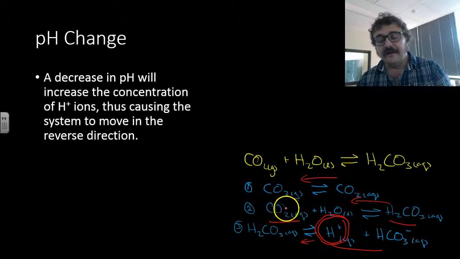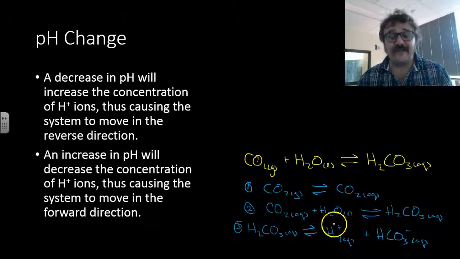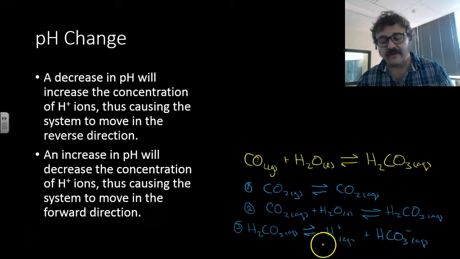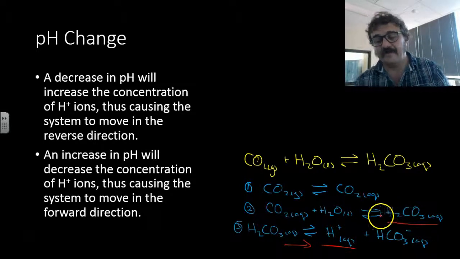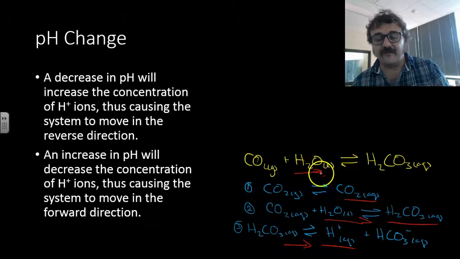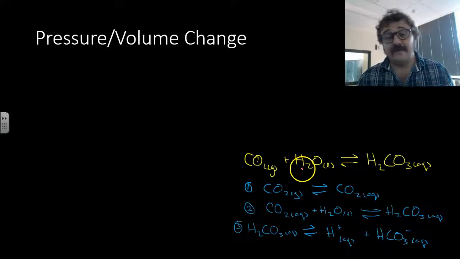If we increase the pH, that means we add hydroxide ions, this will take the hydrogen ions out of the solution. So it will actually decrease the concentration of hydrogen ions, which will drive this reaction to the forward way. This will then decrease the amount of carbonic acid, which will drive the reaction to produce more. This will then reduce the amount of aqueous carbon dioxide, and that will finally cause the oceans to absorb more carbon dioxide. The pressure and volume changes is the final one we're going to look at.